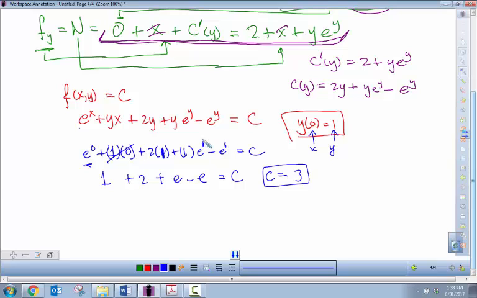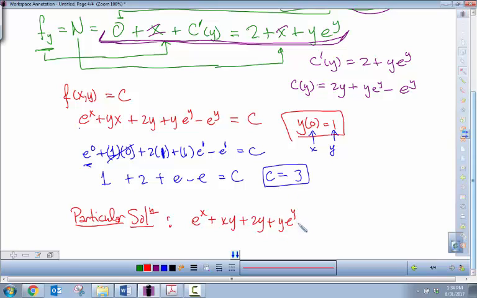Okay, so we got c is equal to 3, and so finally your real solution, your particular unique solution, is going to be given by this implicit function: e to the x plus, I'm going to change the yx into an xy, plus 2y plus y e to the y minus e to the y equals 3.